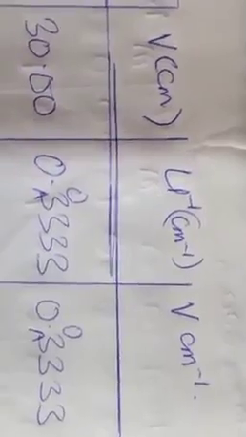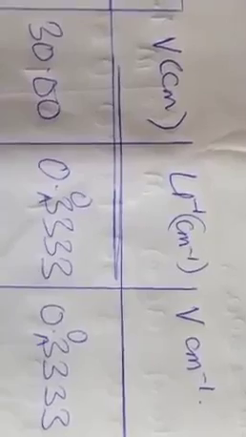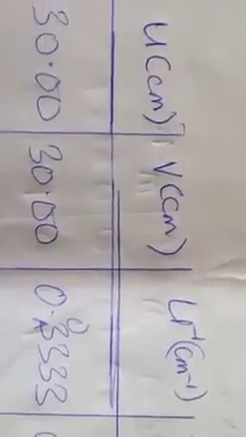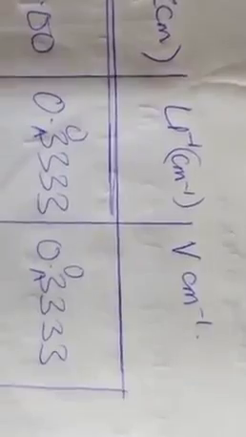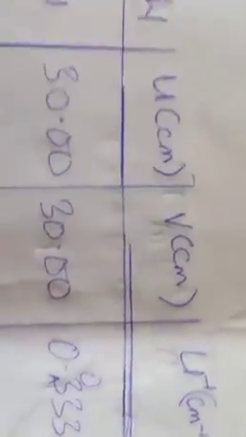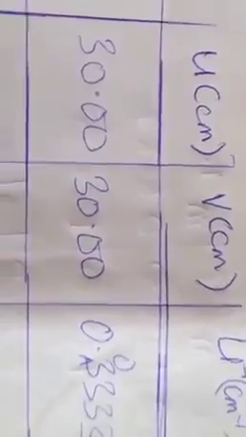Then U raised to power minus 1, we have to find that, but that's calculation. After we obtain U, you find the inverse of U, and also V raised to power minus 1, the inverse of V. So from our calculation, when U was 30 cm, V remained 30, then our U inverse is 0.03333 to 4 places. Our V inverse is the same value, 0.0333.